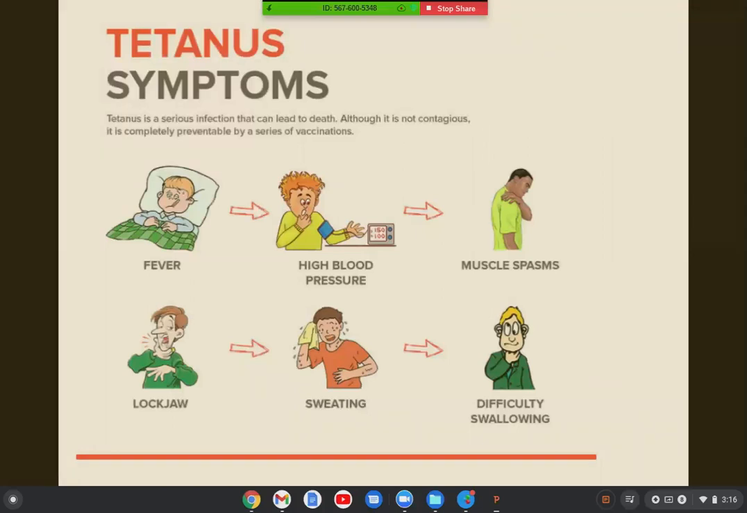Another aspect with a trauma patient is tetanus. Now, tetanus is a serious infection that can lead to death, although it is not contagious and it is completely preventable by a series of vaccinations. It presents in the form of high-grade fever, high blood pressure, muscular spasms, locked jaws, sweating, and difficulty in swallowing.